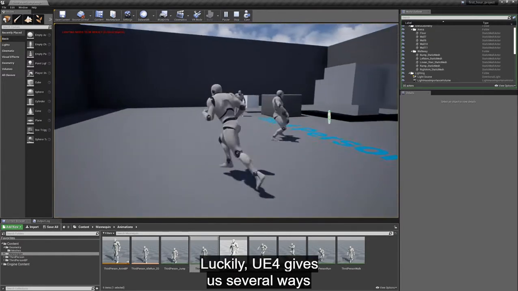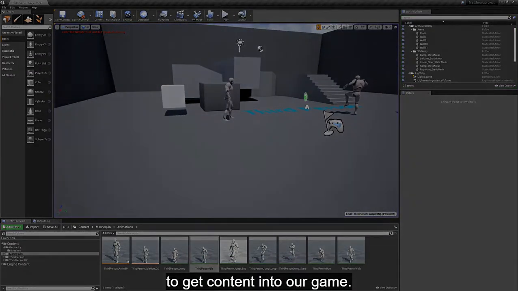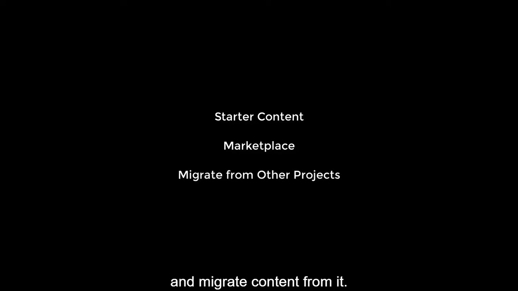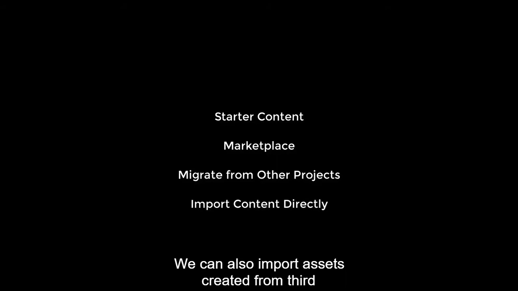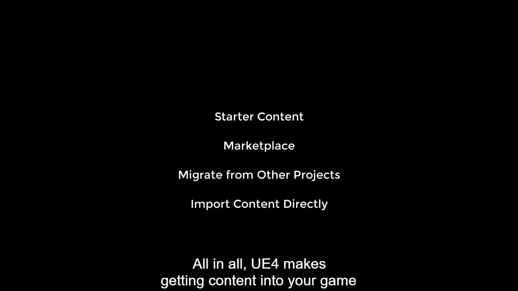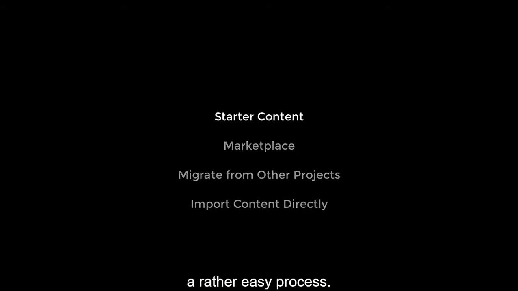Luckily, UE4 gives us several ways to get content into our game. We can add starter content, we can use the marketplace to download and add assets, or we can download an entire project and migrate content from it. We can also import assets created from third-party tools like Maya and Substance Painter. All in all, UE4 makes getting content into your game a rather easy process.